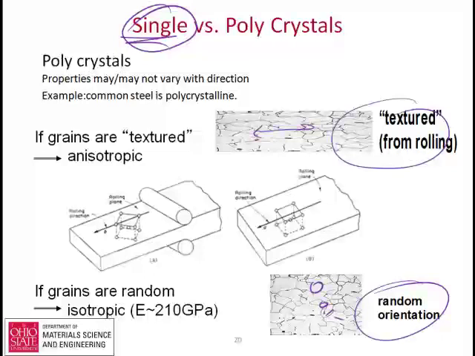Single crystals are hard to make. Most of the time we deal with polycrystals, so your car, with the exception of the integrated circuits within it, is all made up of polycrystalline steel, mostly, some aluminum, some magnesium maybe, some copper for sure. And they look like this, where you've got little crystals separated by grain boundaries. Okay.